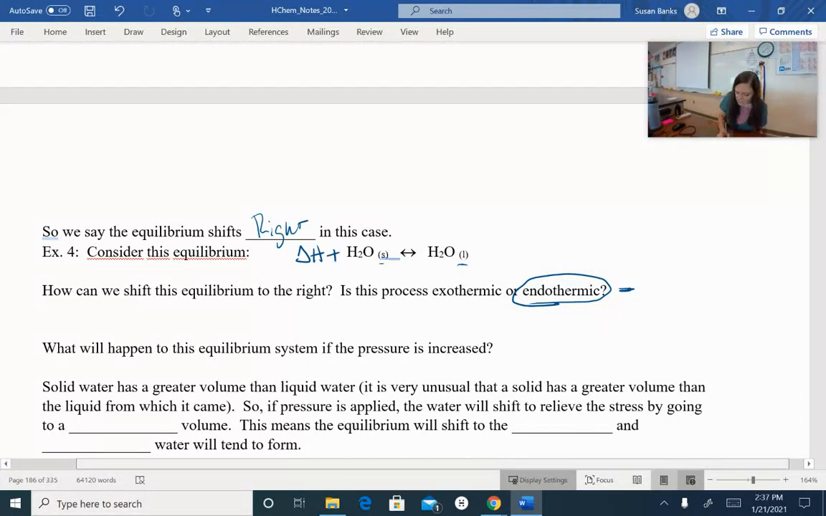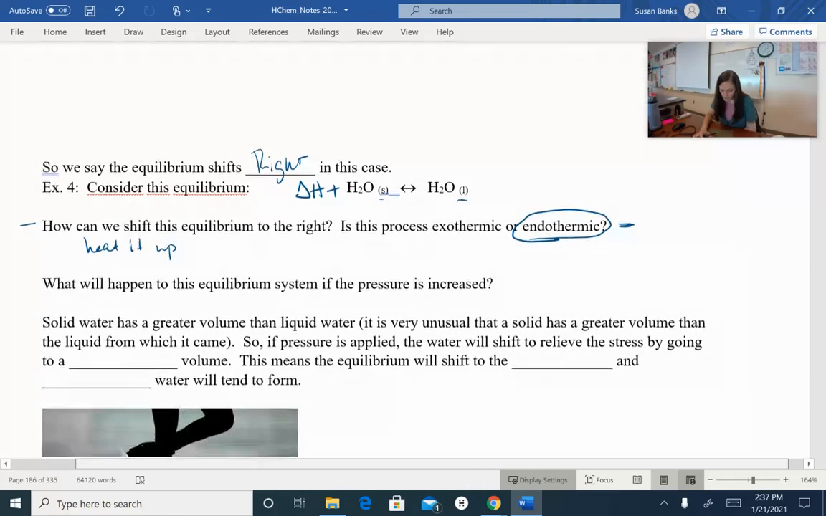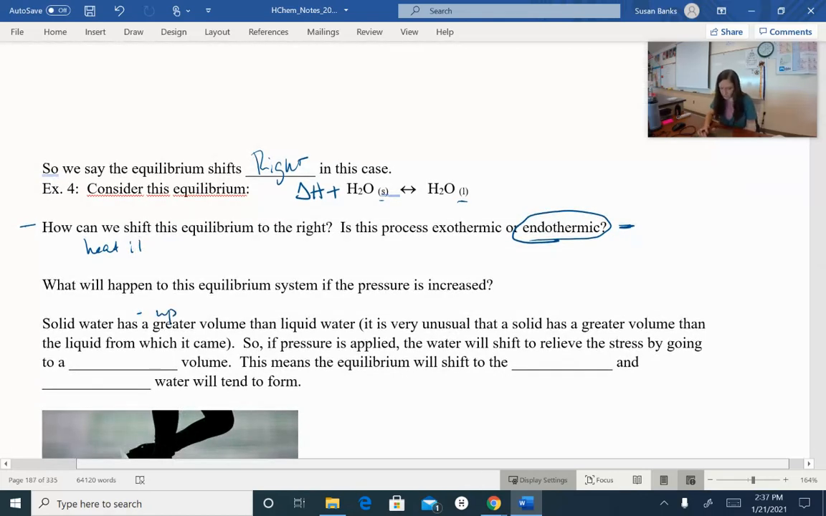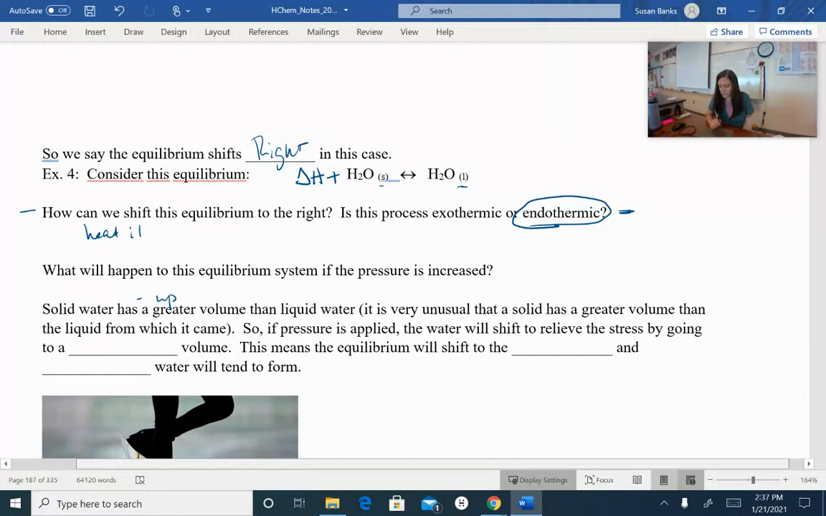Okay, how can I shift that to the right? How can I get that to move to the right? I could heat it up, right? Okay. All right. Solid water has a greater volume than liquid water. It's very, very unusual that a solid has a greater volume than the liquid from which it came. So if pressure is applied, what happens if I apply pressure? Water is going to relieve the stress by going to a smaller volume.